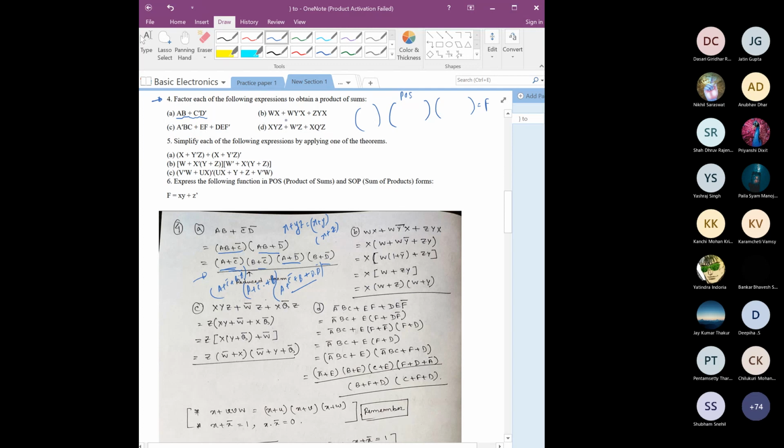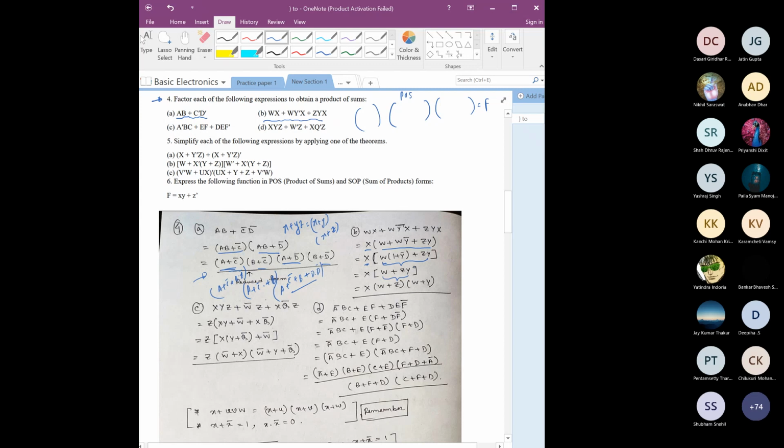So let's try with this next function. It is wx plus wy bar plus x z y x, right? So it is this function. First thing is that x is common from here, so we can take x common. That way this is the separate thing, right? So x common here, from this we can take w. That way the function will be like this, right? And now this thing can be represented in this way.